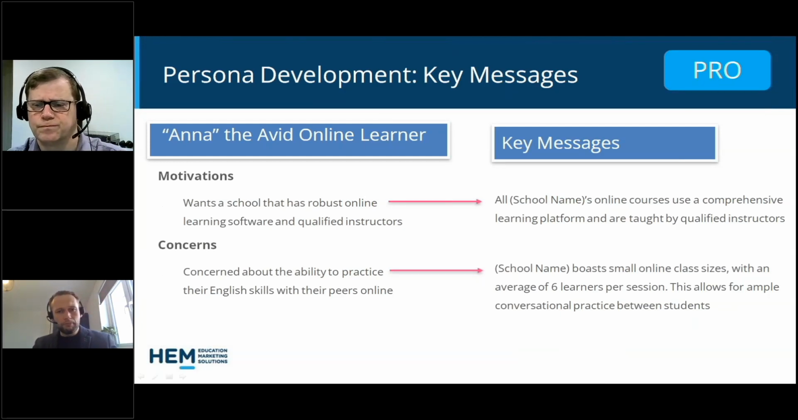So from the key message, we want to build key messages from these motivations and concerns, and we've learned from the background information. There could be many of them for each Anna, for every persona, there could be multiple key messages. There could be 5, there could be 20. There's no real upper limit. It really is until you feel you've covered the ground there.